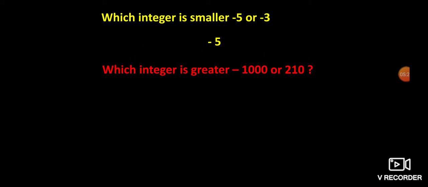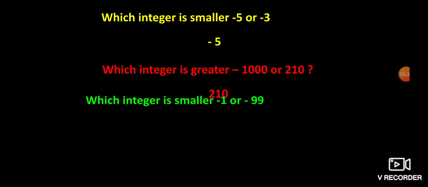Next question. Which integer is greater, minus 1000 or 210? Minus 1000 is a negative number. 210 is a positive number. So which is greater? Positive numbers are always greater. So 210 is greater. Next question.